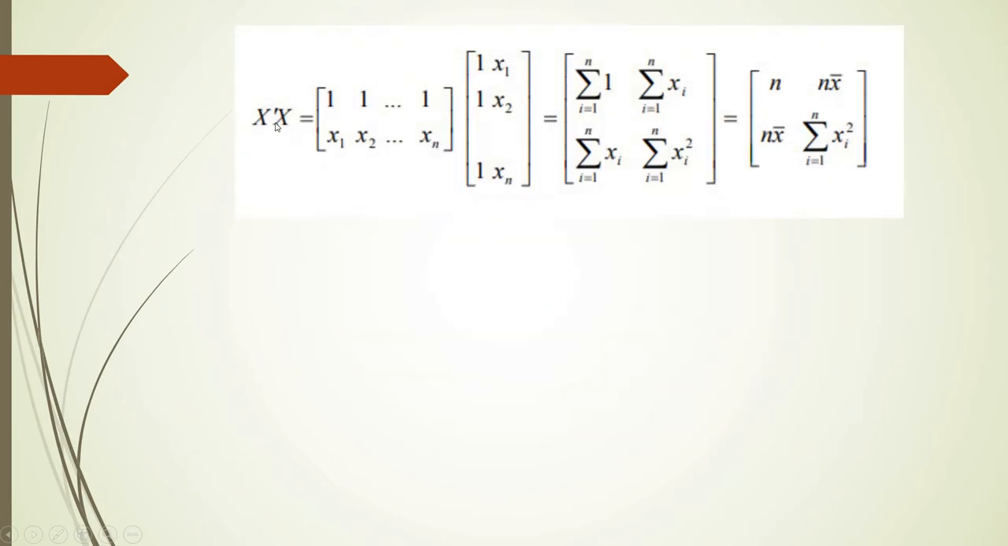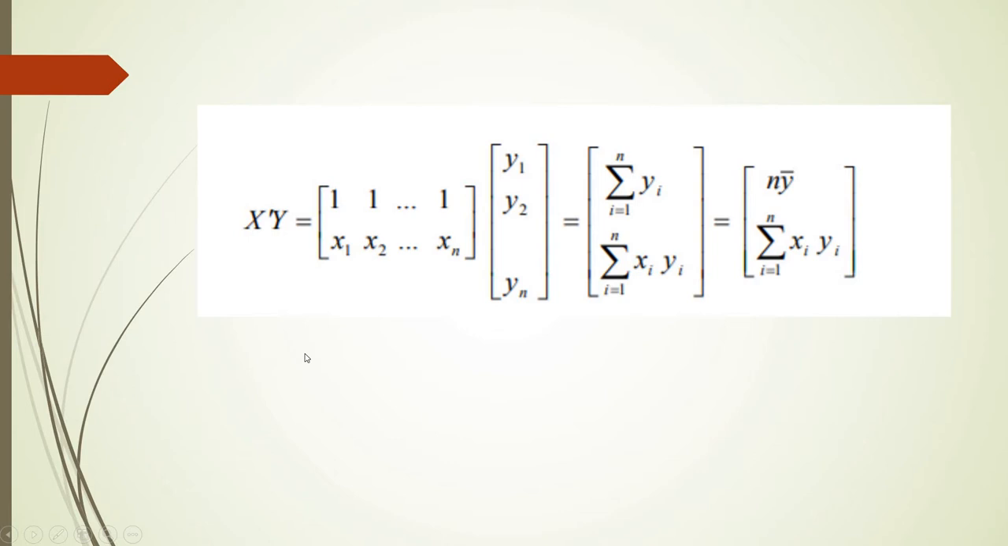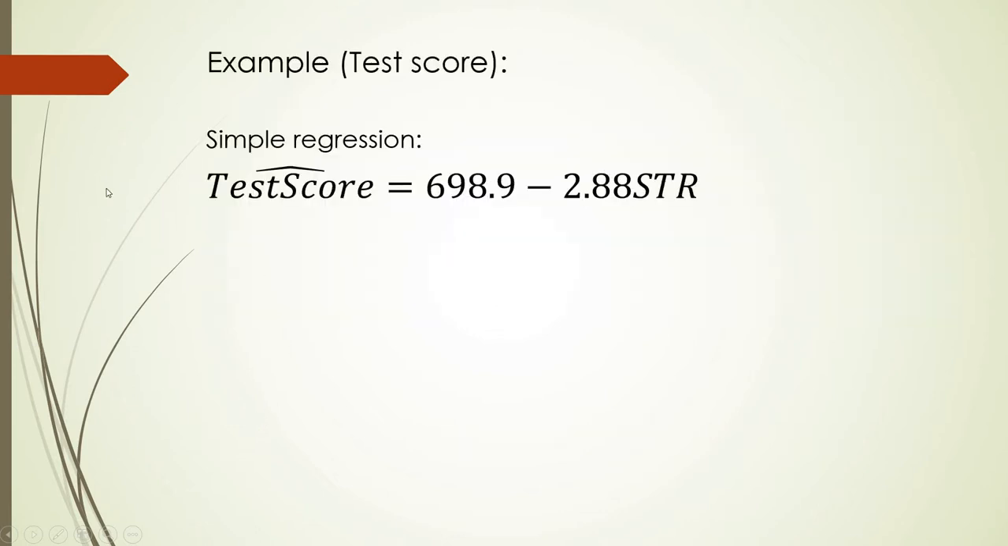The first part, x prime x, we are calculating through this formula. The second part, the inverse of x prime x, then x prime y, and then we can enter everything in the formula for beta, and then beta will be calculated. But anyway, in our case, software will be helpful, and on the basis of the Gretl software, we will calculate the value of coefficients.